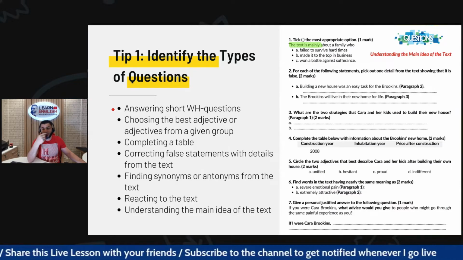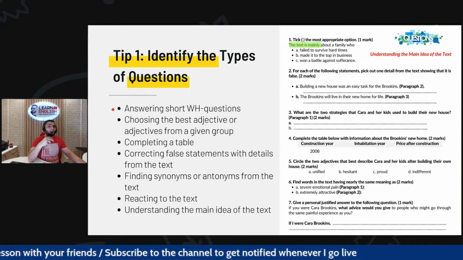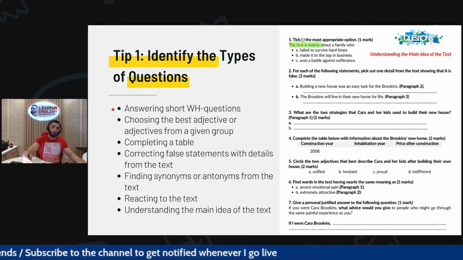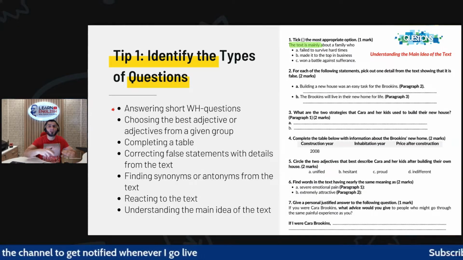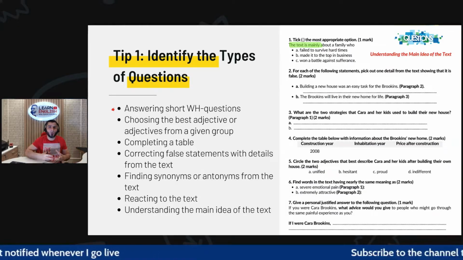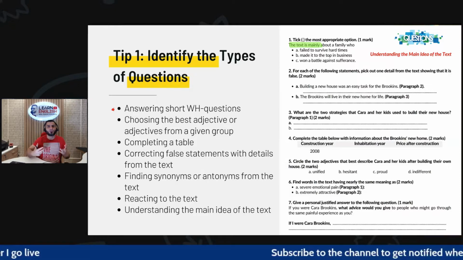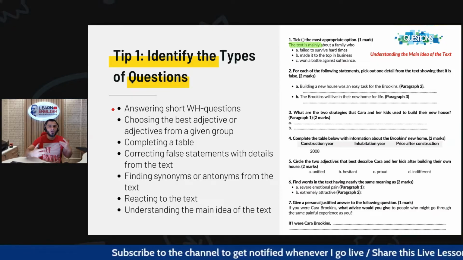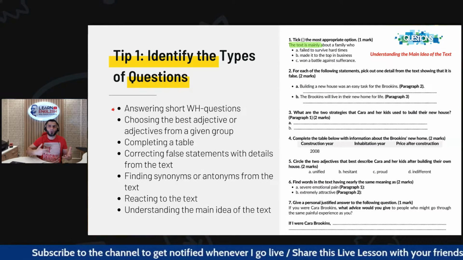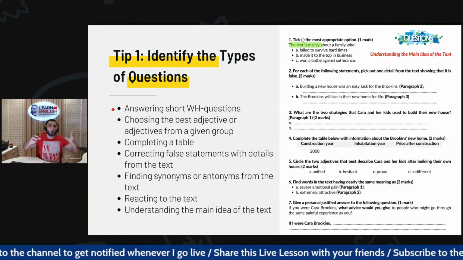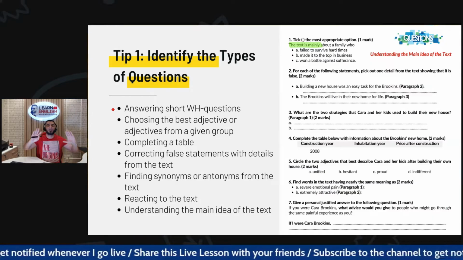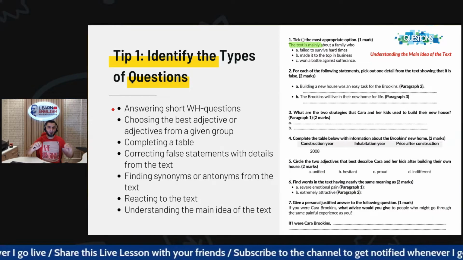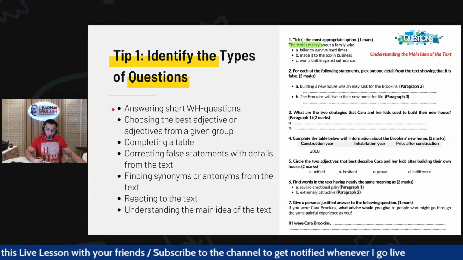And I advise you here to answer this question at the end of the exam. Why? So that you can have an idea about the whole text, because it's difficult for you to understand the text right after reading it one time or two times. But when you answer all the questions, you will have a clear picture, and that's very, very important.